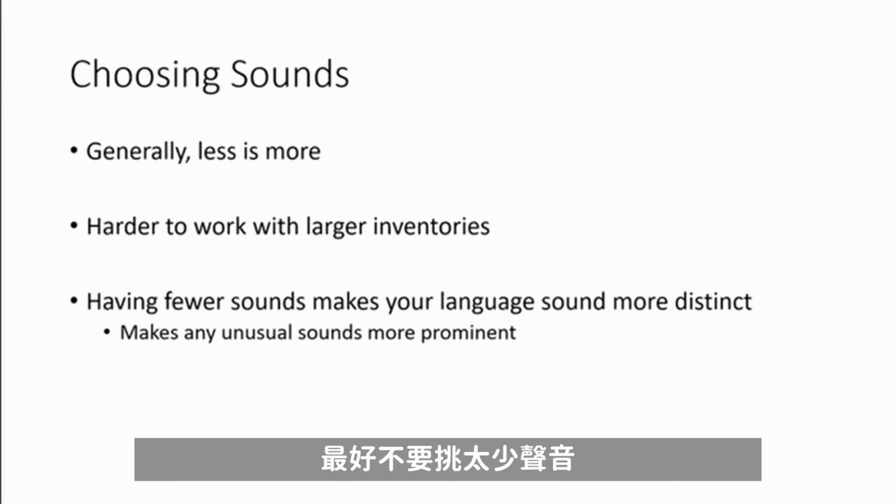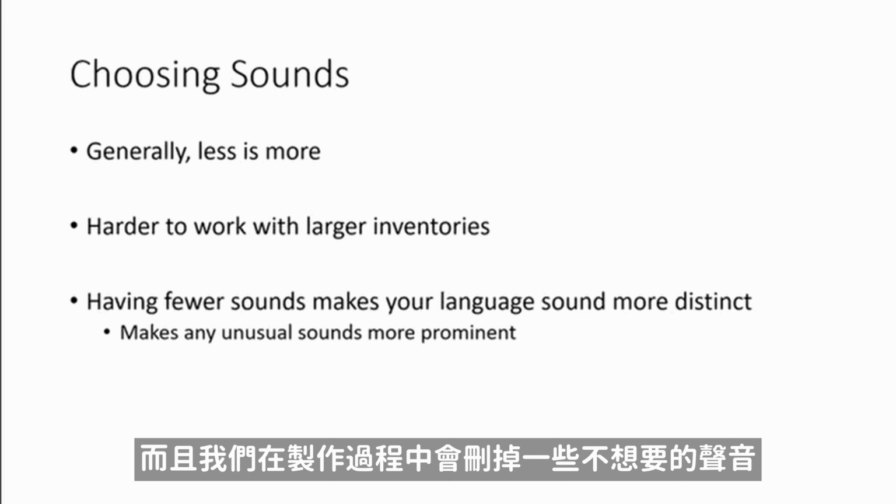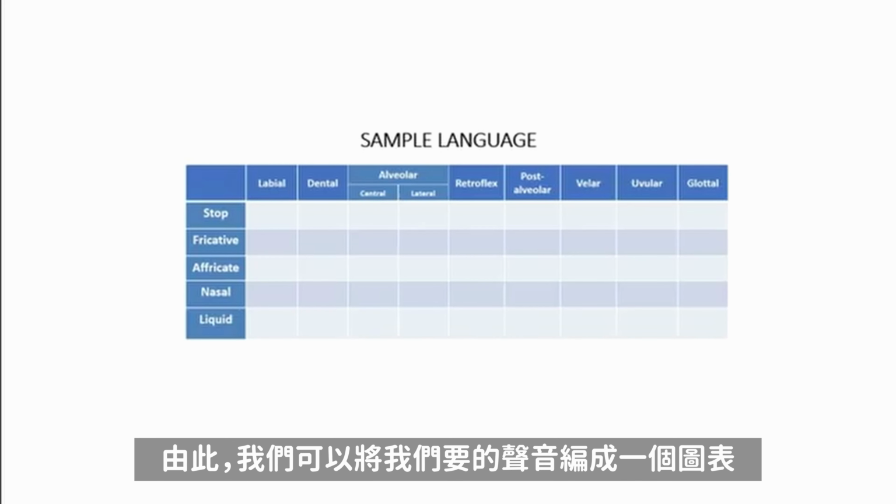It's always best to err on the side of too few sounds, as a smaller inventory will be easier to work with and help give your language a more distinct and recognizable phonetic character. Plus, there'll be plenty of opportunity to add or remove sounds as we evolve the language further. Once we've chosen our sounds, we can compile all of them into a single chart.